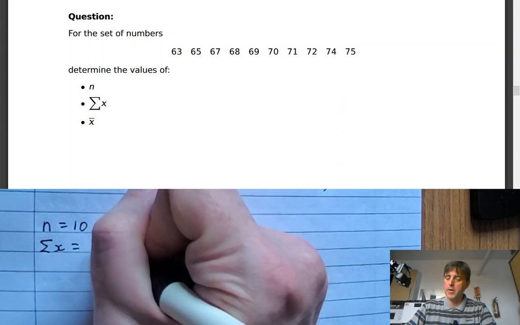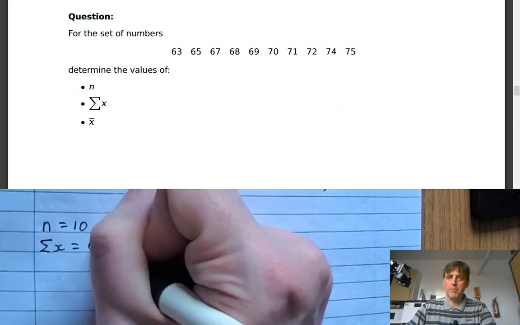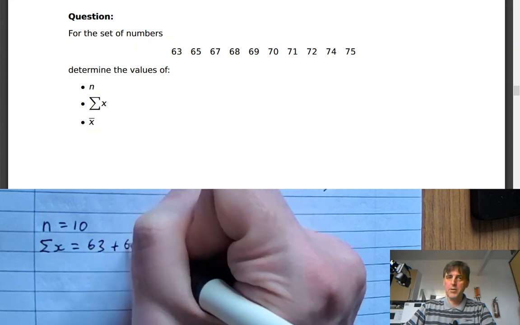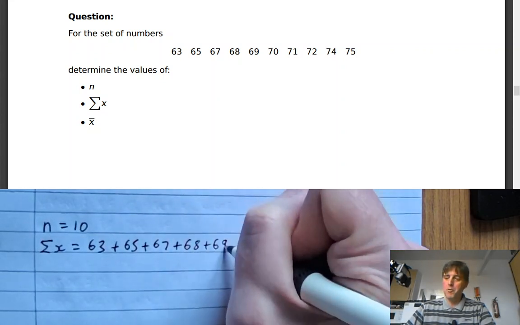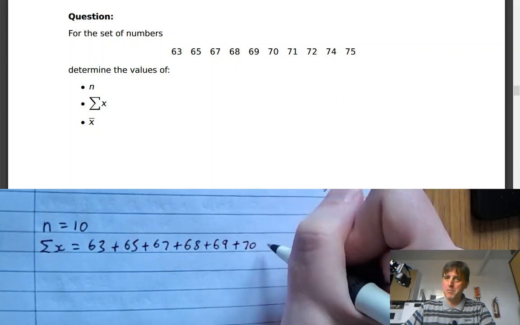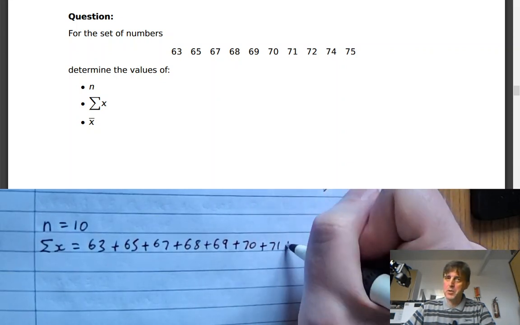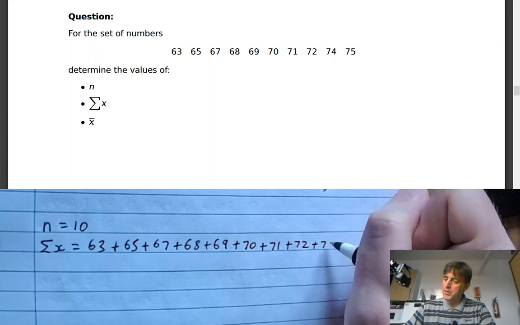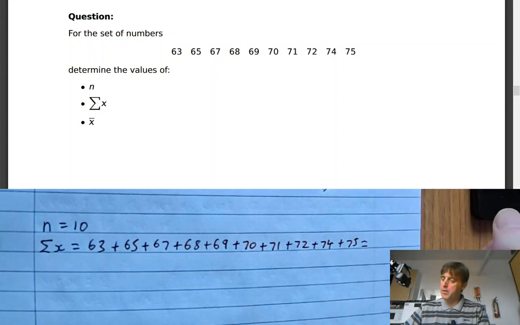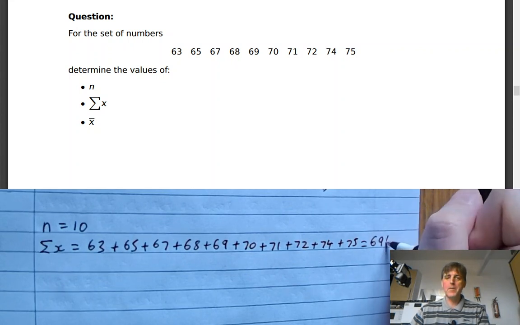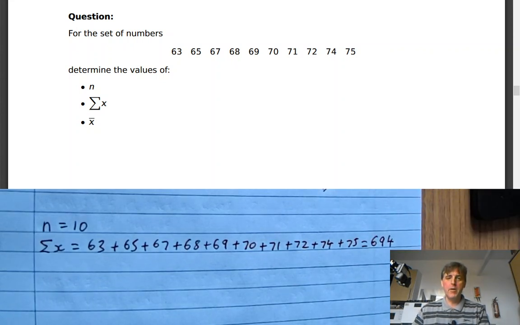So adding together all of those x values, we get 63 plus 65 plus 67 plus 68 plus 69, all the way up. Okay, let me write them all down. 72 plus 74 plus 75. And then when we add that lot up, you should get the answer 694. So our sigma x, our sum of our data values here, sum of the x's, is 694.